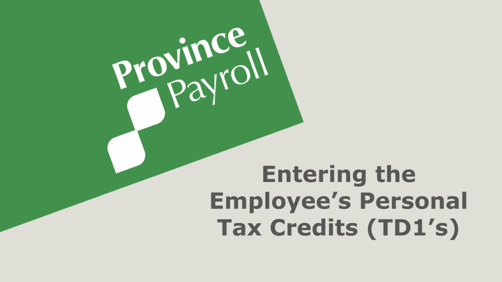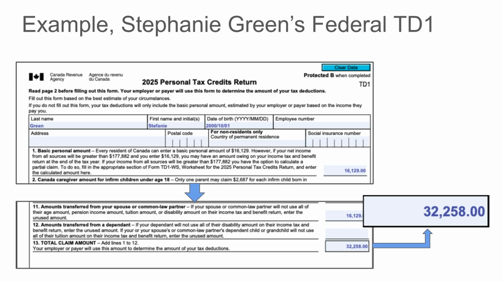Entering the employee's personal tax credits, also known as the TD1 forms. The second piece to advanced onboarding is to enter my employee's TD1 information. The purpose of the TD1 form is for the employee to give me basic details about their personal income taxes, so that I can withhold income tax that will minimize the amount owing or being refunded when they file their personal income tax return at year-end.